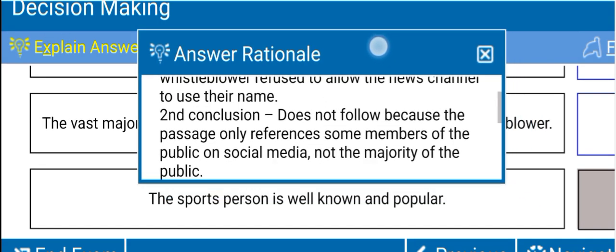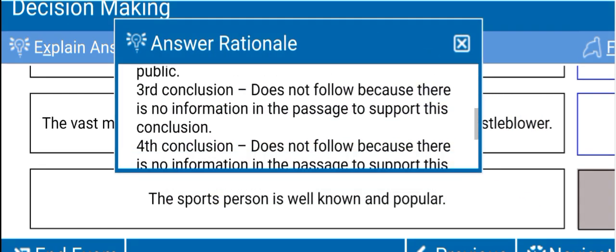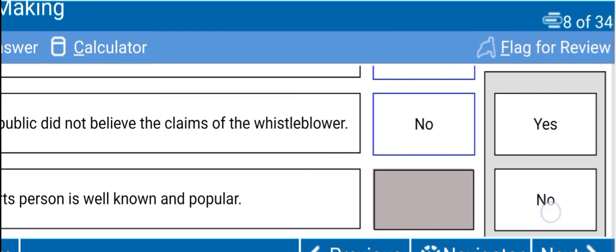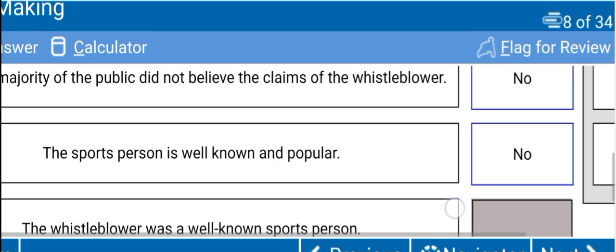Third, we have the sport person is well known and popular. It does not follow because there is no information in the passage to support this conclusion. So it does not follow. Again, we will drag a no and drop it in front of this conclusion.